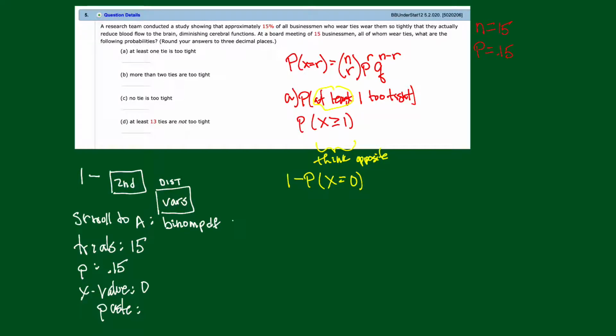When you press enter, what comes up is binomPDF, and then it tells you 15, .15, 0. Now press enter to actually make it compute. You get 0.91264. It says round your answers to 3 decimal places. So 1, 2, 3, this is a 6, so I'm going to round that up to 0.913. I'm going to claim that the first one is 0.913.